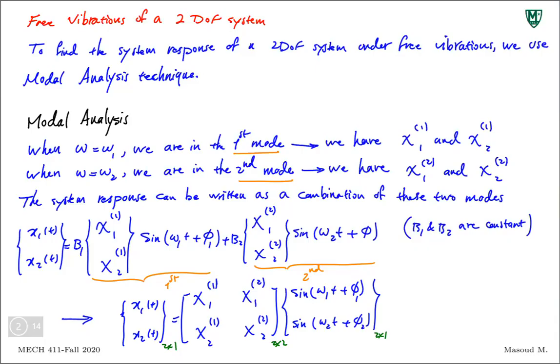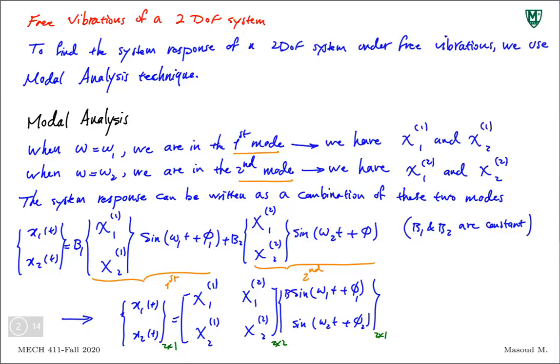B1 and B2 are weights that we apply. If B1 is very small and B2 is very big, it means more contribution is coming from the second mode, less contribution from the first mode. And the same logic: if you have more contribution from the first mode, B1 is bigger, and you have less contribution from the second mode, B2 is smaller. We actually find B1 and B2 later. You don't know them yet, so you just put them as constants there.